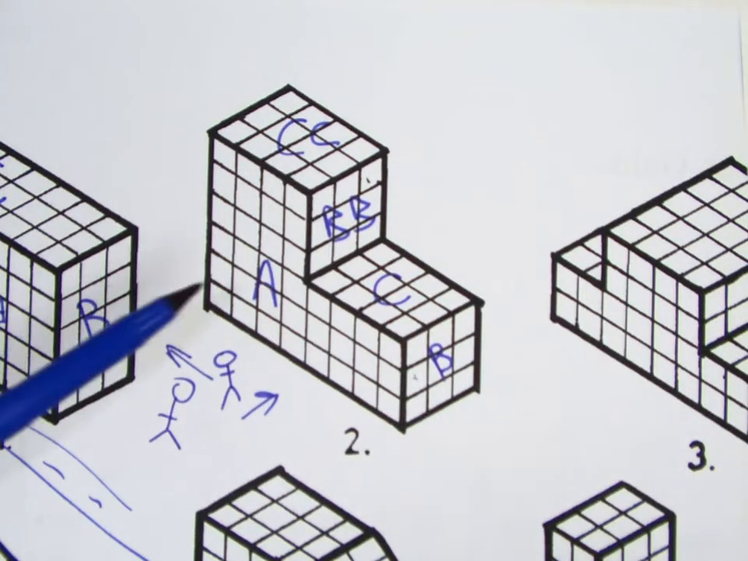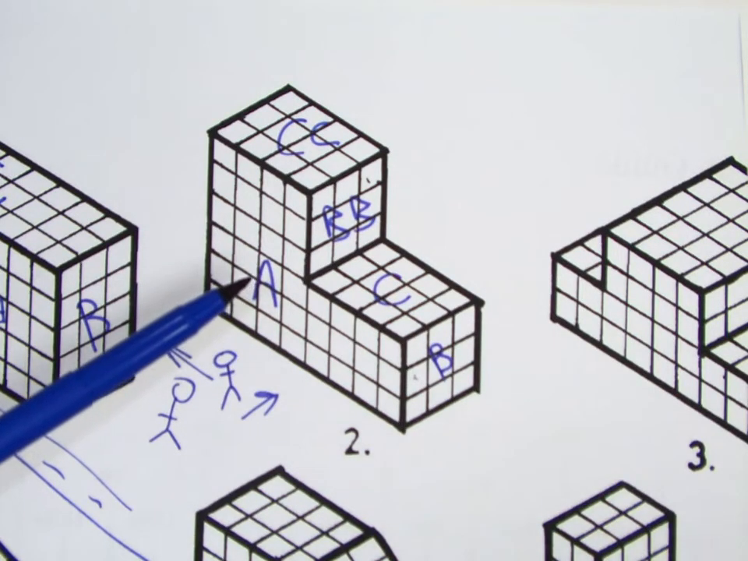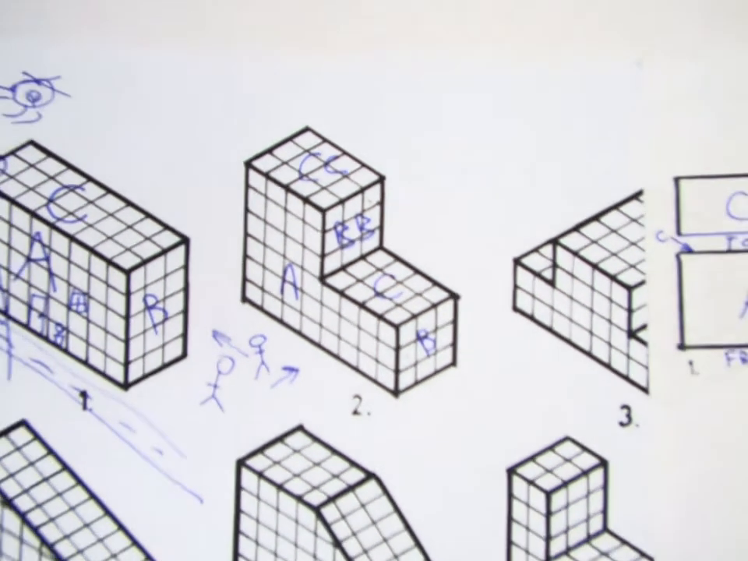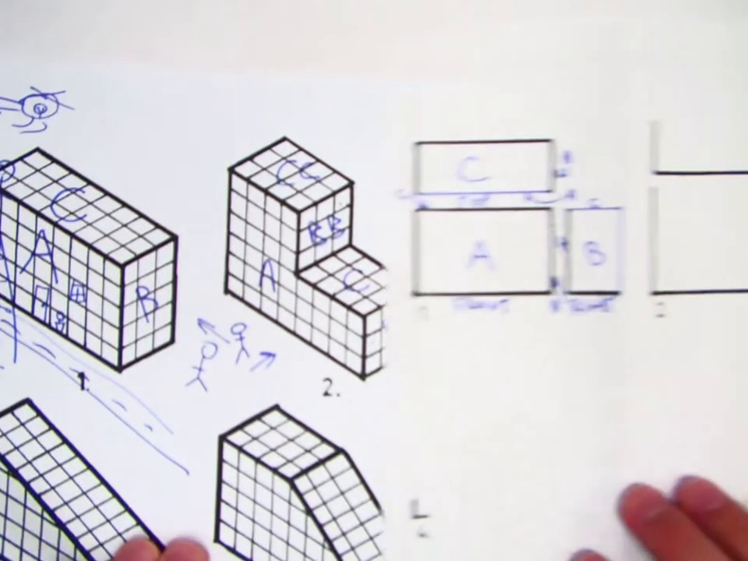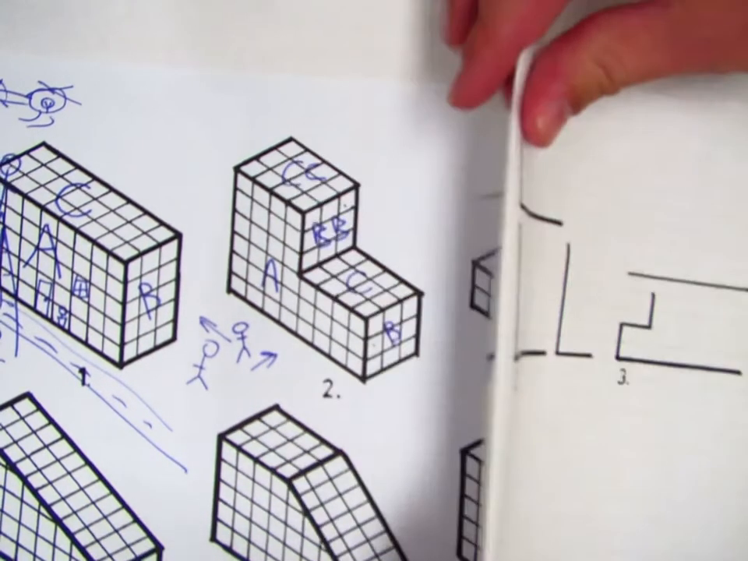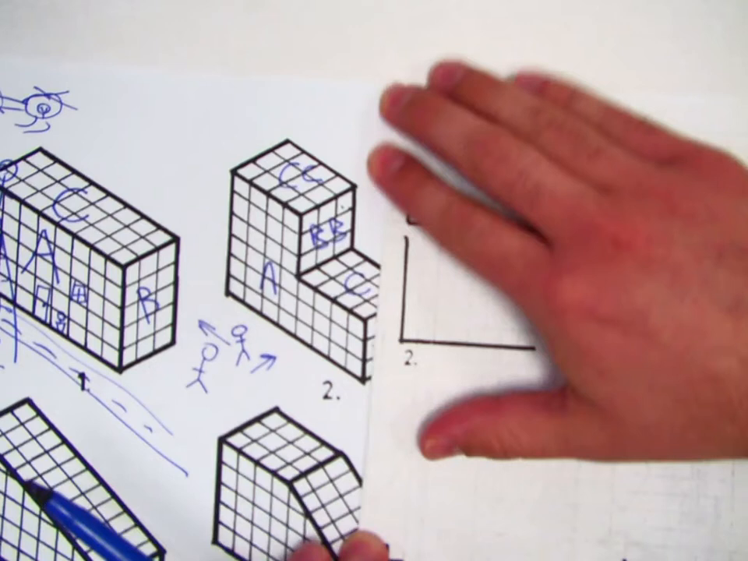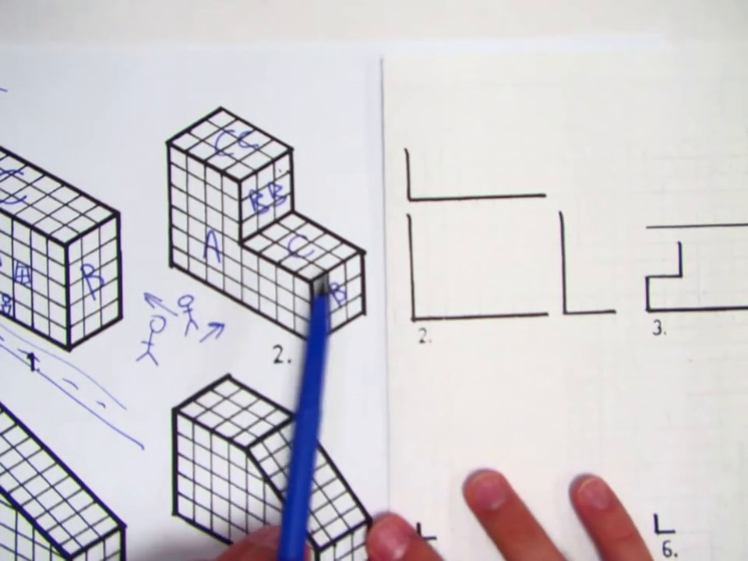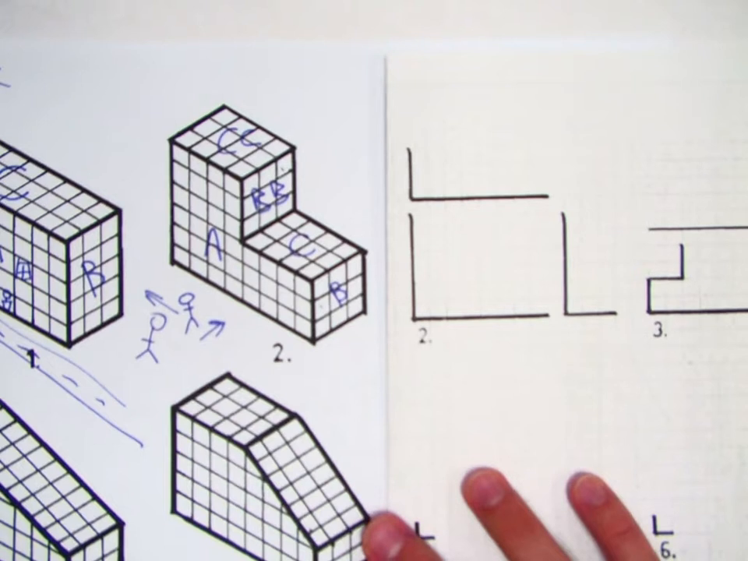Now that we have the isometric view of number 2 labeled, we're going to build the multi-view projection. So I'll zoom out here a moment. You can see we finished 1. I'm simply going to fold my paper so that now you can view the isometric view and multi-view projection at the same time.